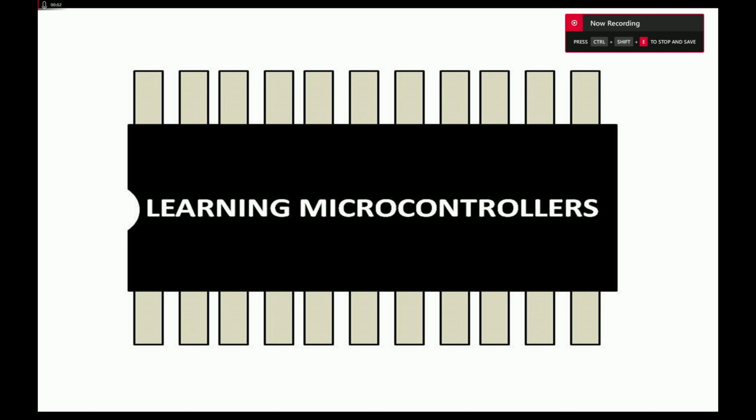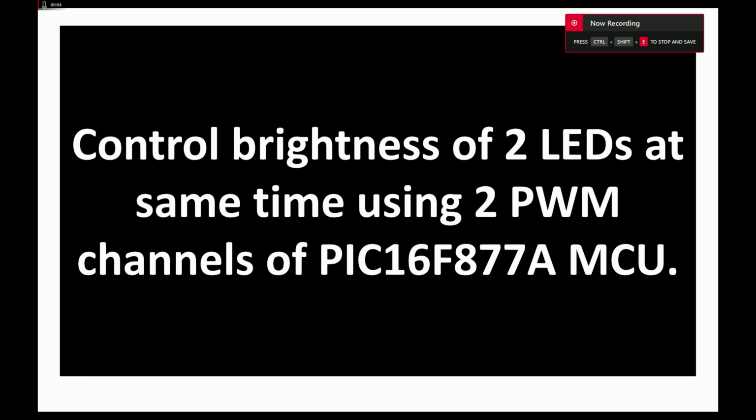Welcome to learning microcontrollers. In this video, I'm going to show you how we can control the brightness of two LEDs at the same time using two PWM channels of the PIC16F877A microcontroller. So guys, our PIC16F877A microcontroller has only two dedicated PWM channels, which are 2 pins. So we will use these 2 pins at the same time, with 2 LEDs. In this tutorial, we will have 2 LEDs connected to 2 PWM pins of the PIC16F877A.